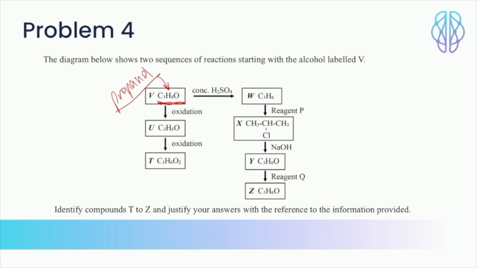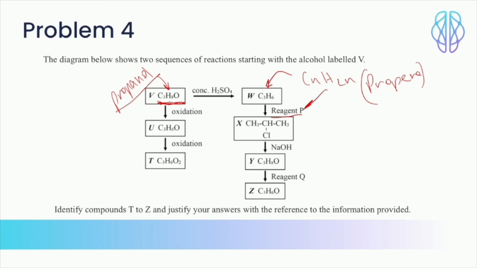Now we know propanol undergoes a dehydration reaction with concentrated sulfuric acid to form W. We don't really know reagent P, right? We need to find that. However, we know that W isn't an alcohol. So that's probably an alkene of some kind, because it's in this formula, CnH2n. So that's going to be propene. So already off the bat, we know what 2 compounds are. We know that V is propanol and W is propene, just by looking at some formulas.